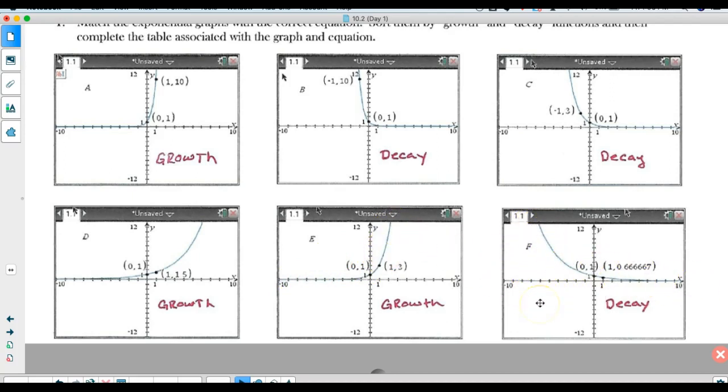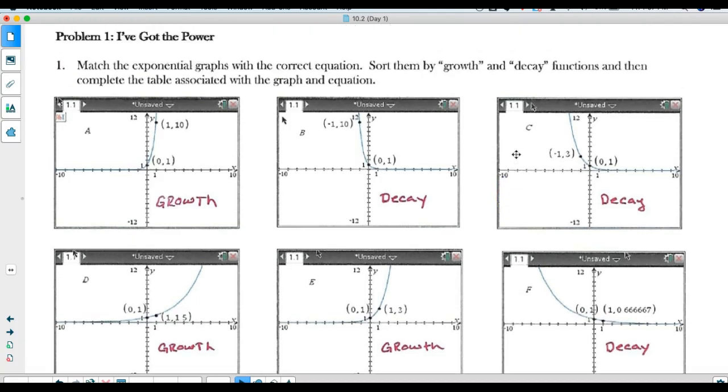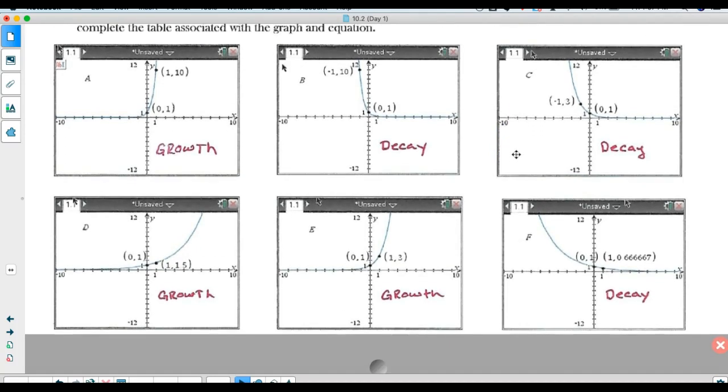Now notice all of these. When I look at my growth, A, D, and E are all growth functions. Notice they are all growing at different rates. One is much steeper than the others, and one is much flatter than the others. The same thing goes for my decay functions. What we're going to be investigating is what value in our equation actually dictates how fast or slowly something grows or decays.